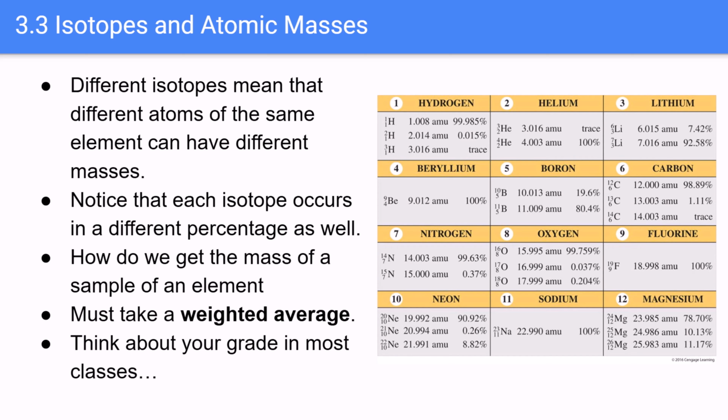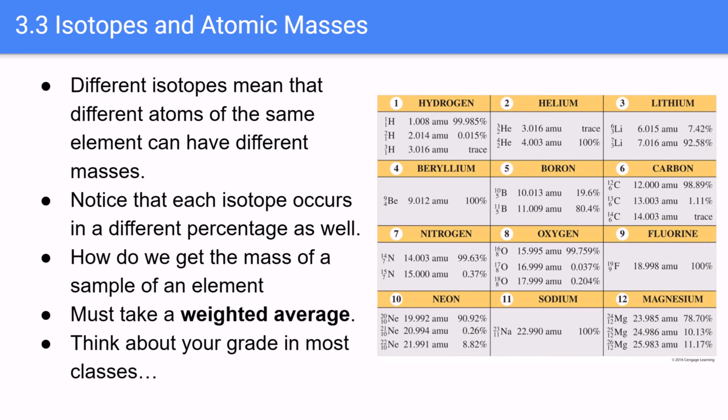Again, different isotopes mean that different atoms of the same element can have different masses, right? If we add in more neutrons, we end up finding that those specific isotopes have a greater mass, right? Hydrogen's mass number for its most abundant isotope is 1, but for its second most abundant isotope, it's 2. Again, the mass number of that being 2. And then hydrogen also has an isotope with a mass number of 3.